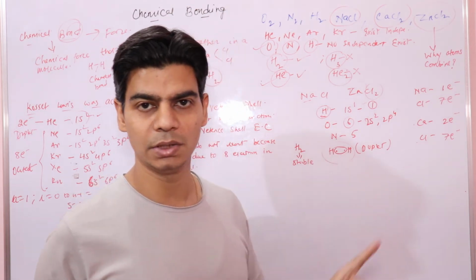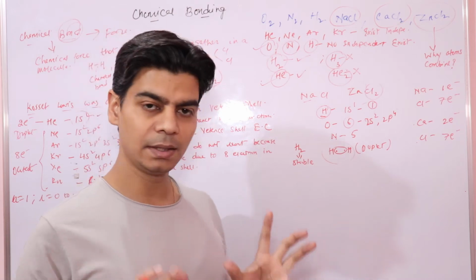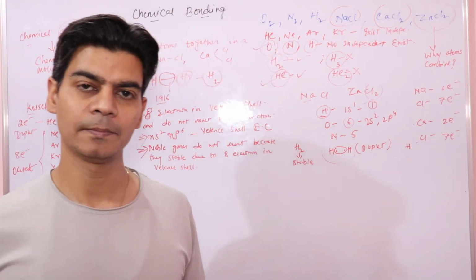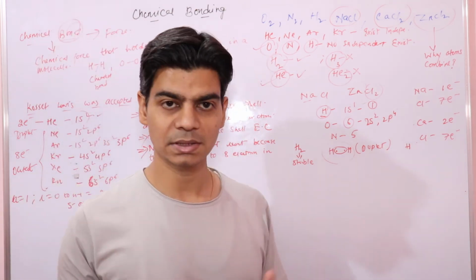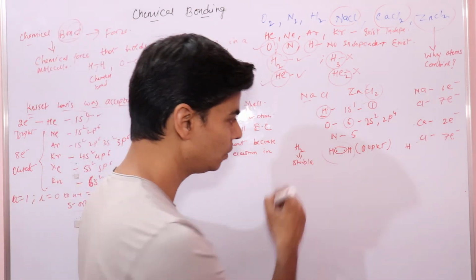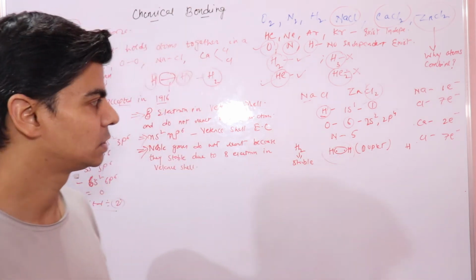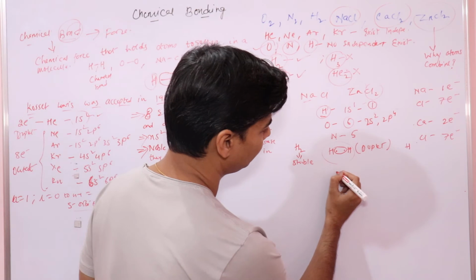independently in the hydrogen molecule. They cannot exist independently on their own. That is, this hydrogen atom cannot exist alone, but this hydrogen atom can exist independently in the hydrogen molecule. Why? Because in the hydrogen molecule it has two electrons in its outermost shell. Now let's look at another example.